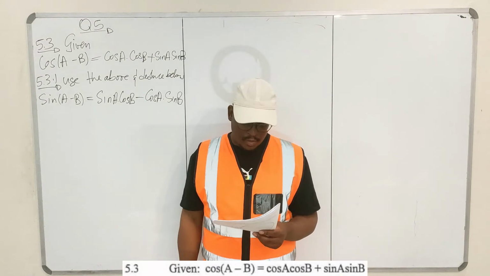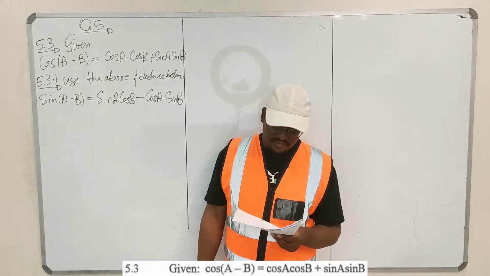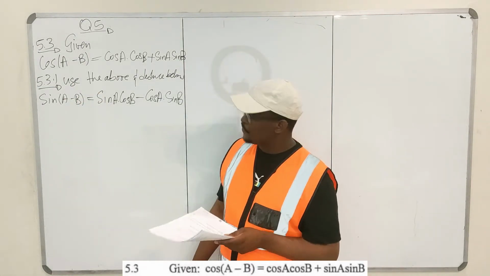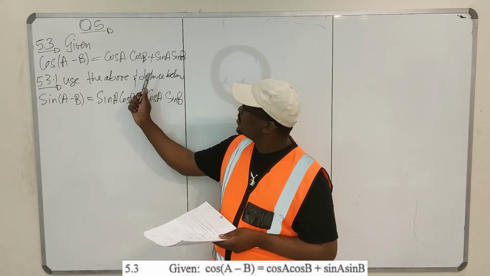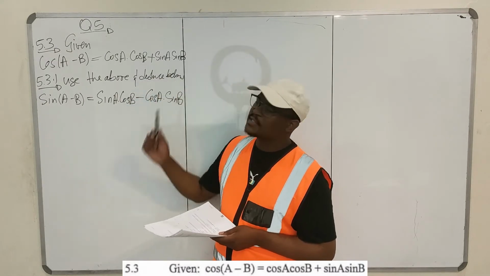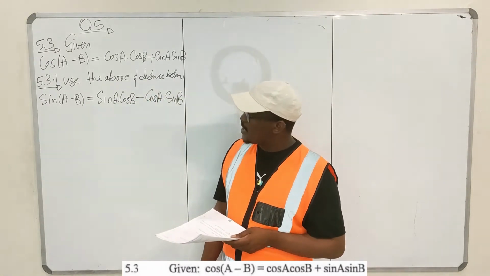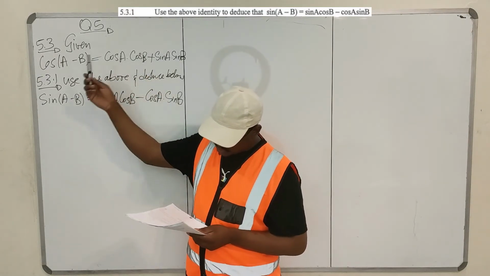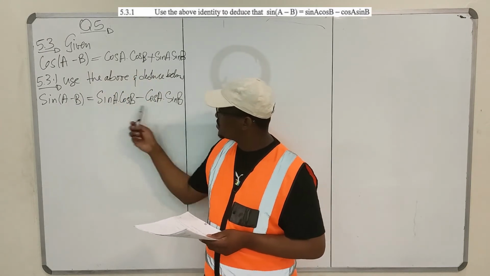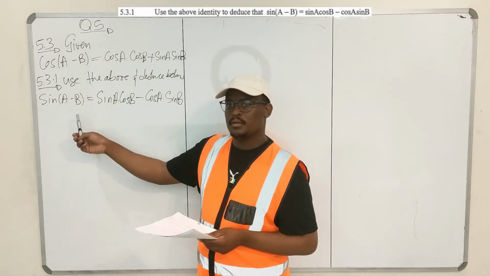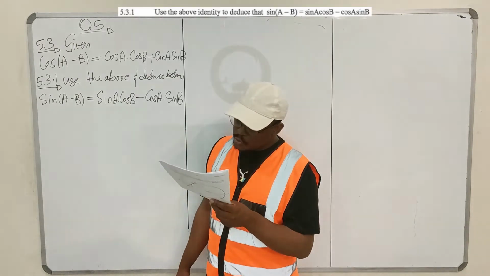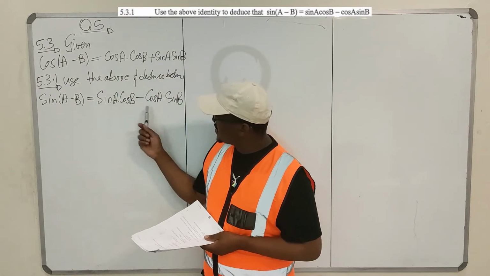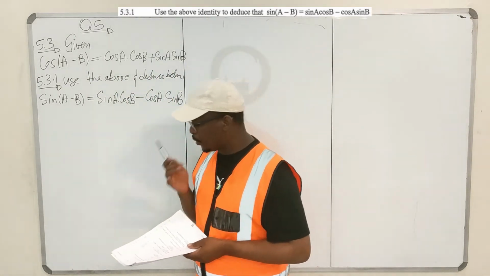Okay, so now we are doing 5.3. 5.3 reads as follows. You are given that cos of A minus B is equal to cos A cos B plus sine A times sine B. That's what you are given, right? So they want you to use the identity above to deduce this, right? So they want you to use this identity up here that they've given you to show that this is the case. No problem.